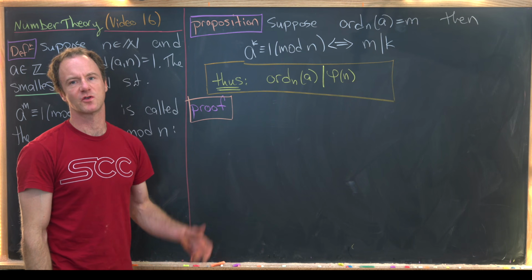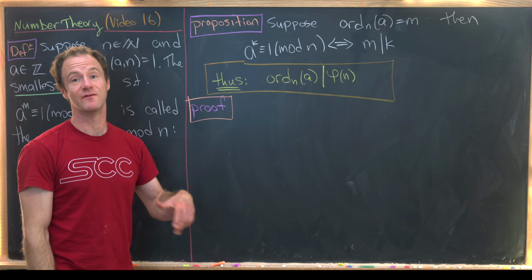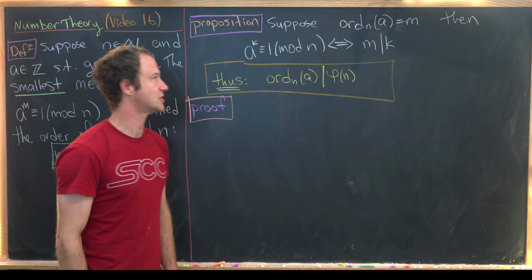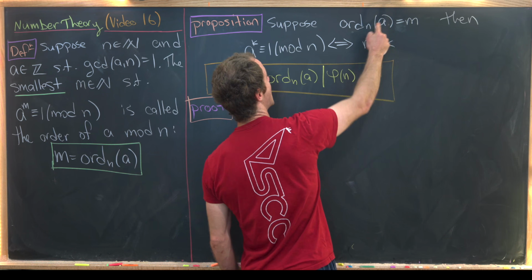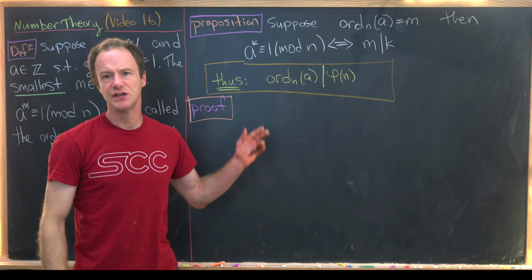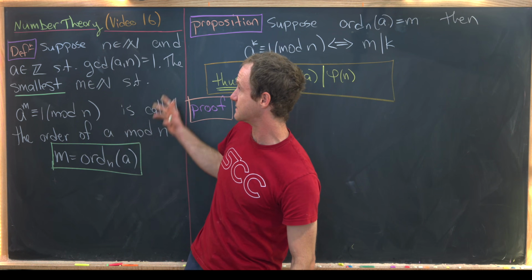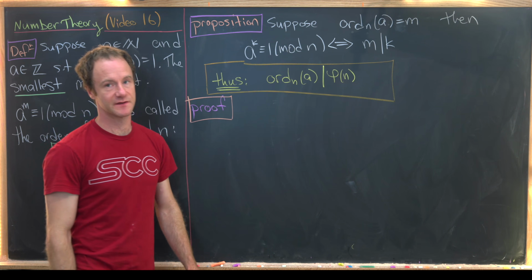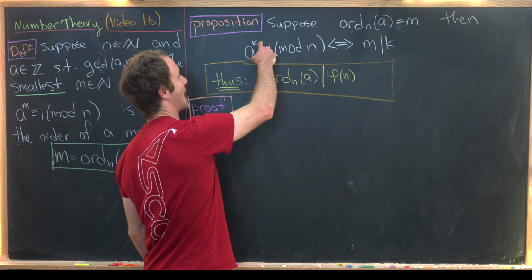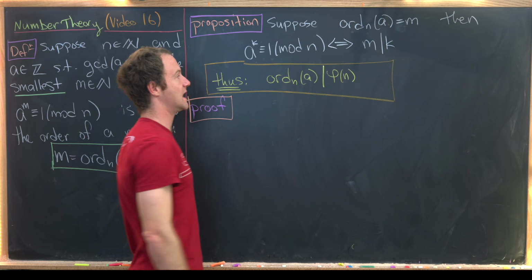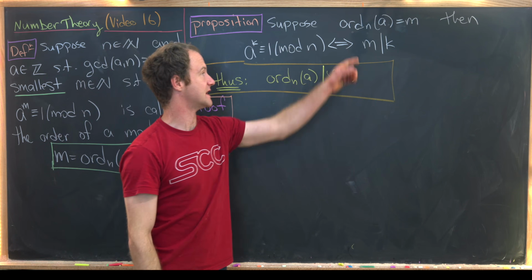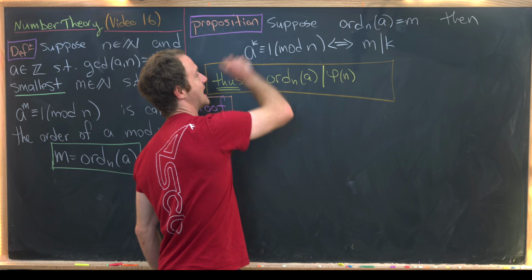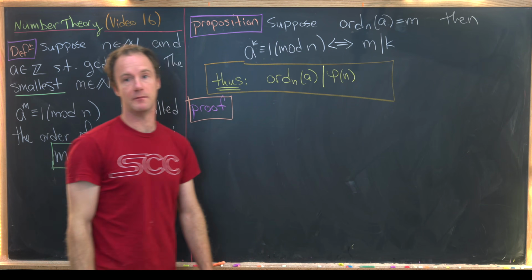Now we're ready to look at our first general proposition involving the notion of order. Let's introduce some notation. We'll say that the order of a mod n is equal to m. So we've got the setup so all of these things make sense from the definition. Then we have an if and only if statement: a to the power k is congruent to 1 mod n if and only if m divides k. In other words, this k is a multiple of m.